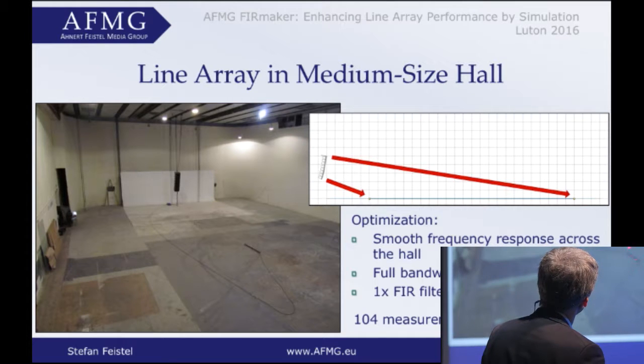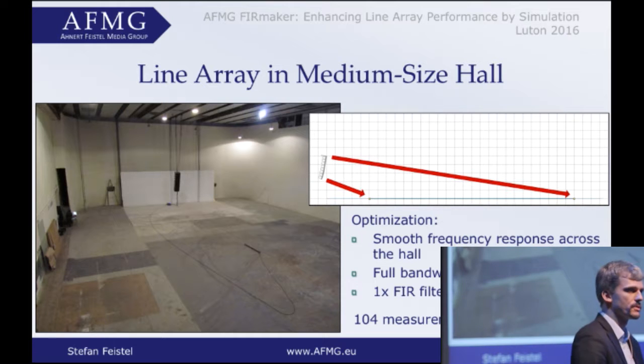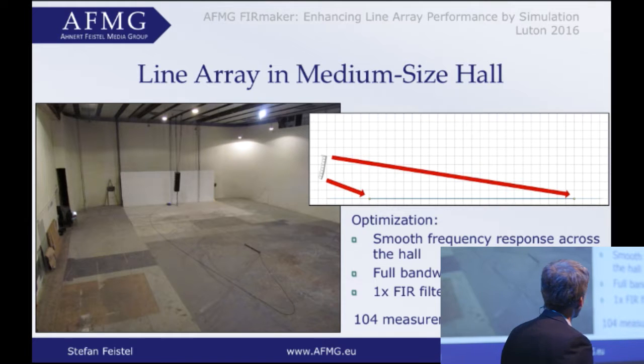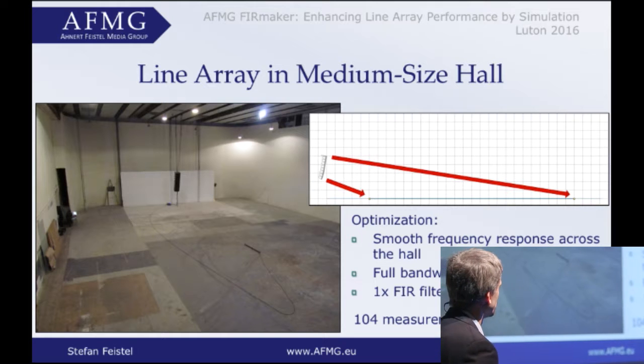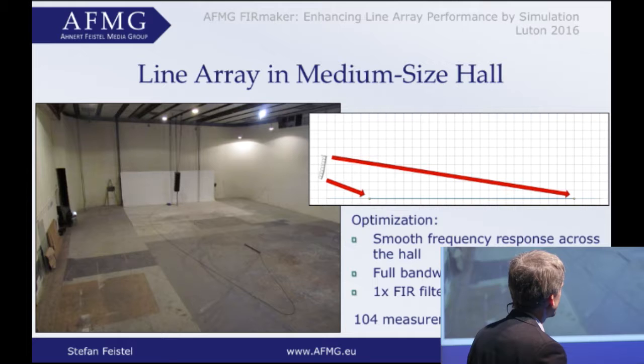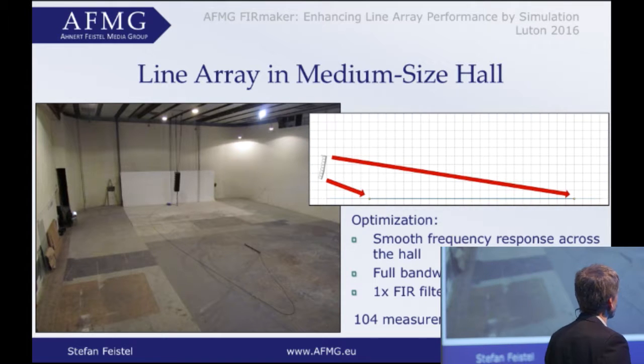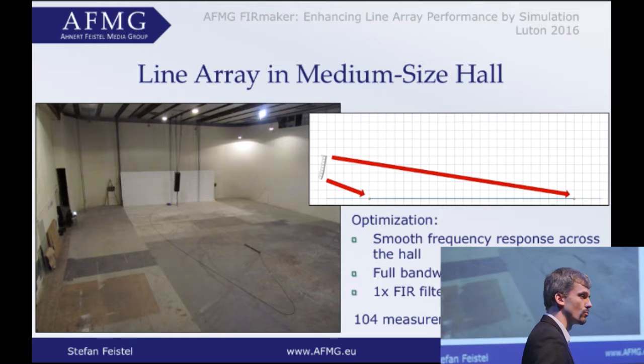Yeah. And there's a microphone array that we've used for the measurements because we did 100 measurement positions over a length of 26 meters. The hall, I believe, is 35 meters long or so. And we had very small steps that we measured to get a very detailed impression. And we did this for many different setups. So doing multi-microphone measurements is, of course, a good way to go. The optimization goal was that we want to have a smooth frequency response across the hall, meaning from the very front rows to the very back rows, over the full bandwidth of 60 Hz to 16 kHz. We used one FIR filter per cabinet, 8 in total.